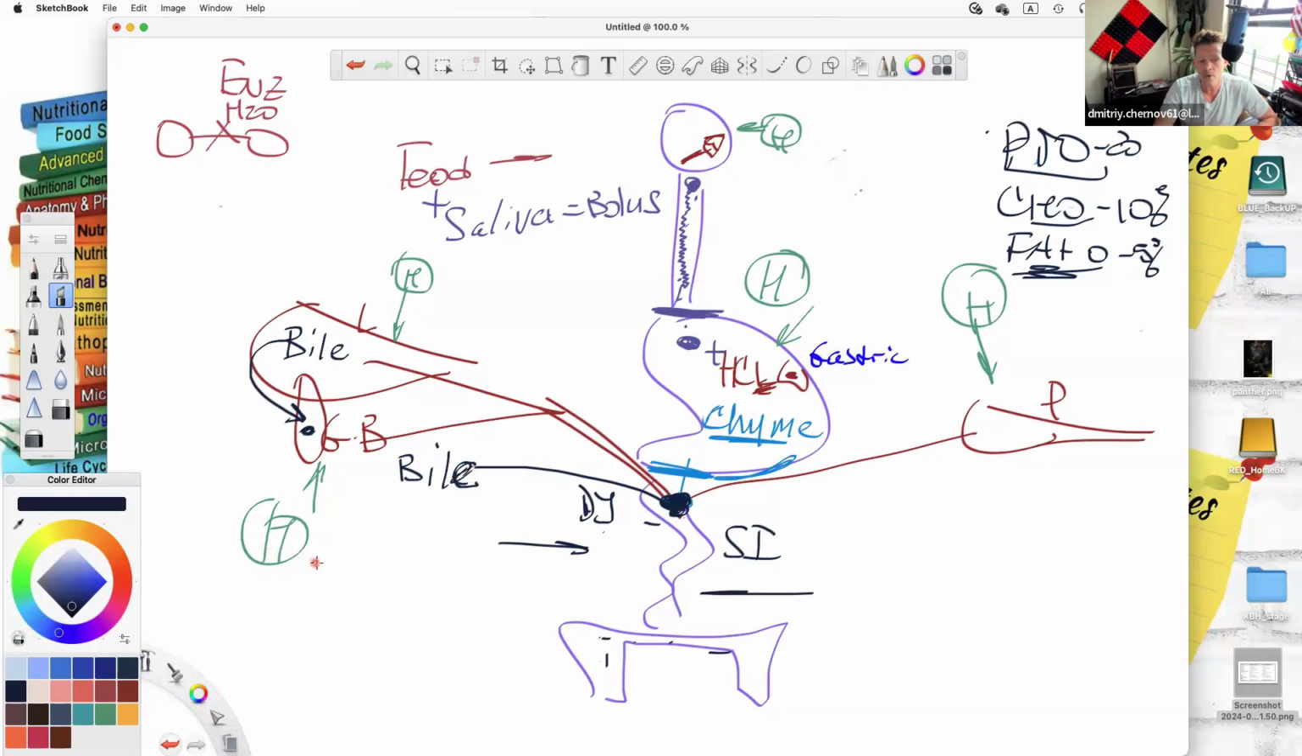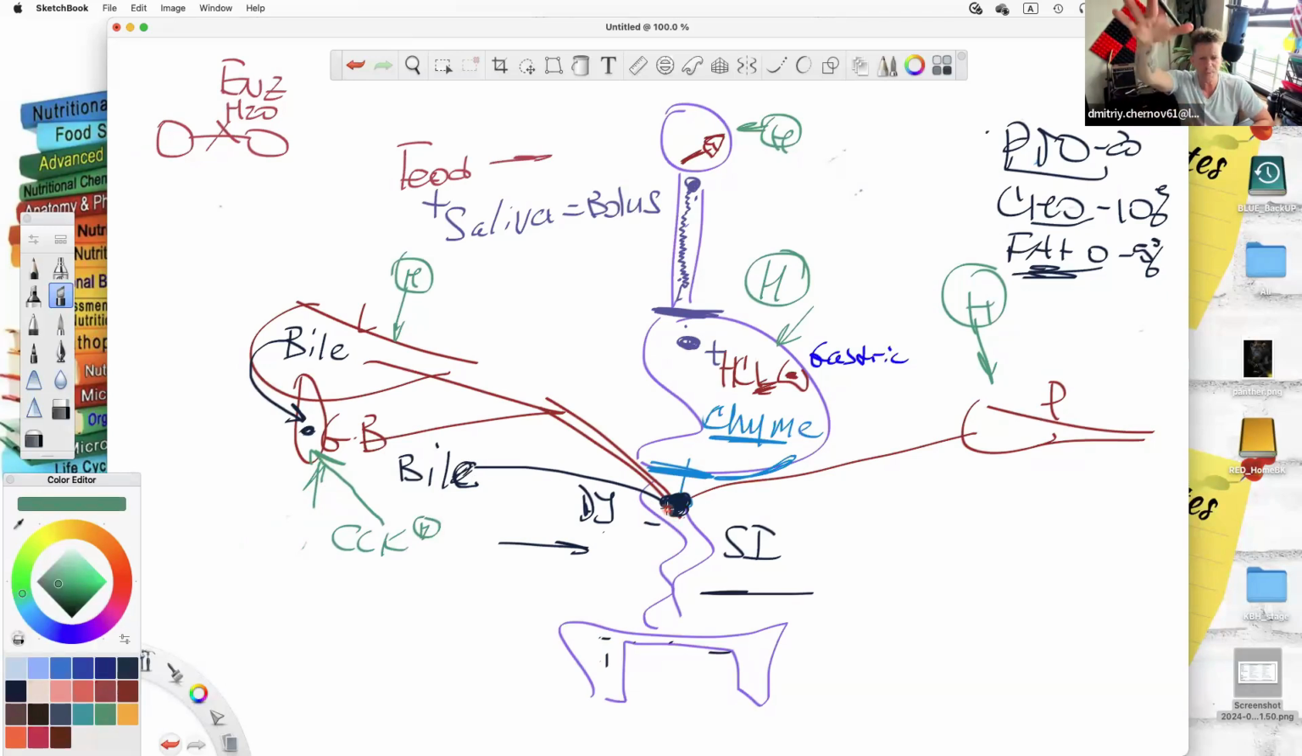A hormone has to act on the gallbladder, a regulatory molecule, so the gallbladder can release bile. And the hormone that acts on the gallbladder is called CCK. I'm going to put H here. So the CCK hormone acts on the gallbladder, and in response, the gallbladder releases bile.